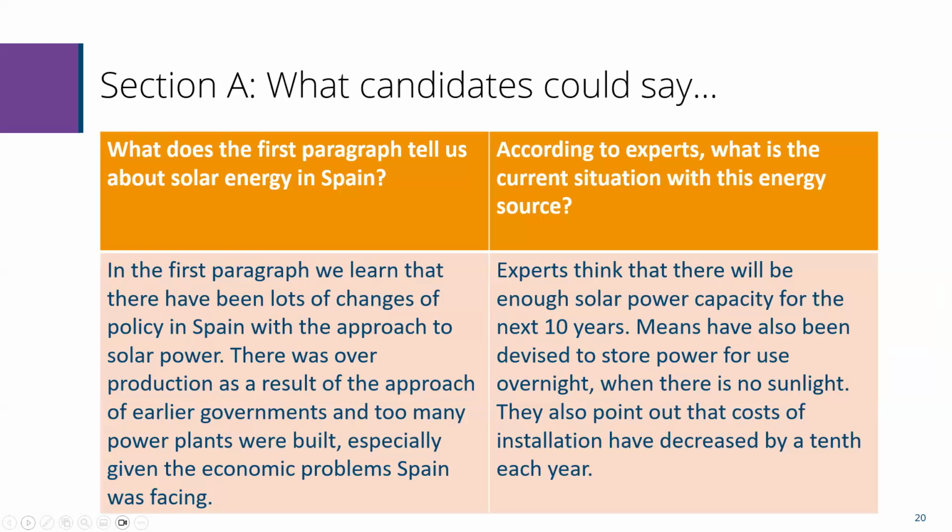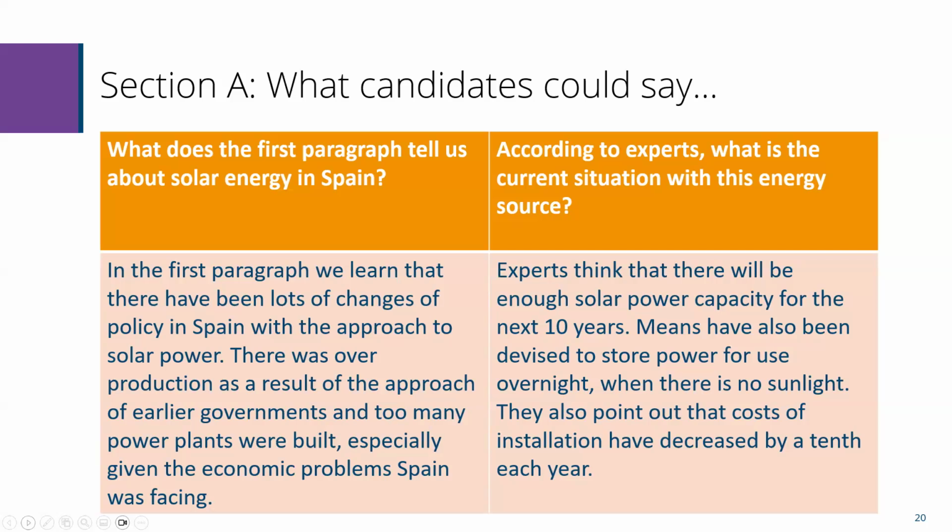So, just thinking about what a candidate could say. So what does the first paragraph tell us about solar energy in Spain? In the first paragraph, we learn that there have been lots of changes of policy in Spain with the approach to solar power. There was overproduction as a result of the approach of earlier governments, and too many power plants were built, especially given the economic problems Spain was facing. So we've neatly paraphrased those things, showing full understanding of the text, but not reading from the text. You can use some words from the text, but not read from the text.